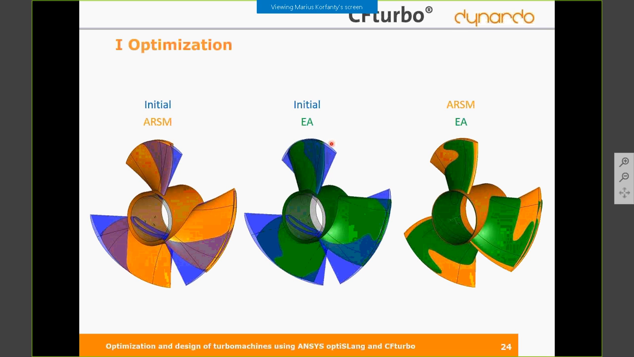Finally, a comparison of the initial and the optimized designs. Both optimized designs look quite similar. In both cases, the position of the leading edge at the shroud moved back. So the optimizer introduced a backward sweep. And in case of the evolutionary algorithm, we see some geometry modifications at the trailing edge.